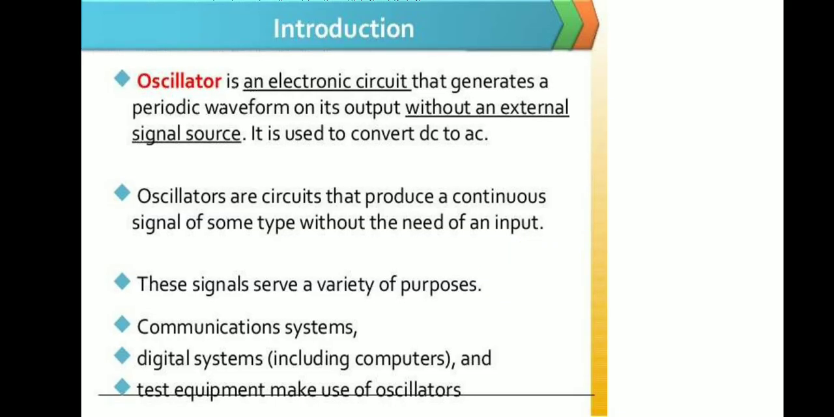First, what is an oscillator? An oscillator is an electric circuit that produces a periodic waveform on its output without an external signal source. It is used to convert DC to AC. An oscillator is a circuit that produces a continuous signal of some type without a need of input. This signal serves a variety of purposes: communication systems, digital systems including computer systems, and test equipment make use of oscillators.